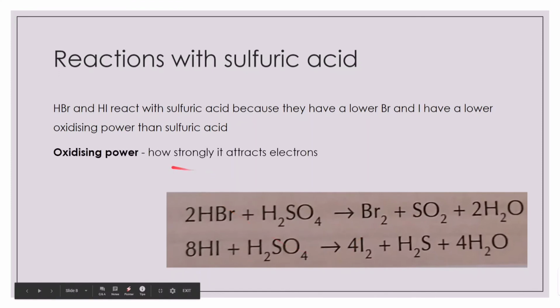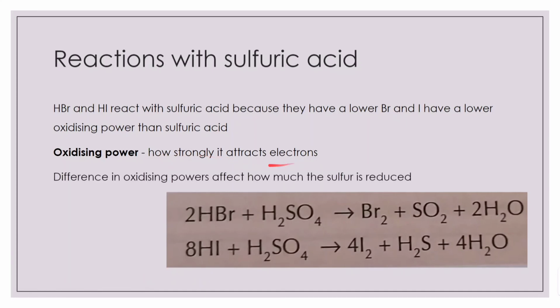And as we said before, oxidizing power is just how strongly the atom attracts electrons. But it is actually the difference in our oxidizing powers that affects how much sulfur is reduced. And being reduced just means it gains electrons. So if we look at hydrogen bromide, in this reaction, sulfur starts off with a +6 oxidation state, and it is reduced to a +4 oxidation state in sulfur dioxide.